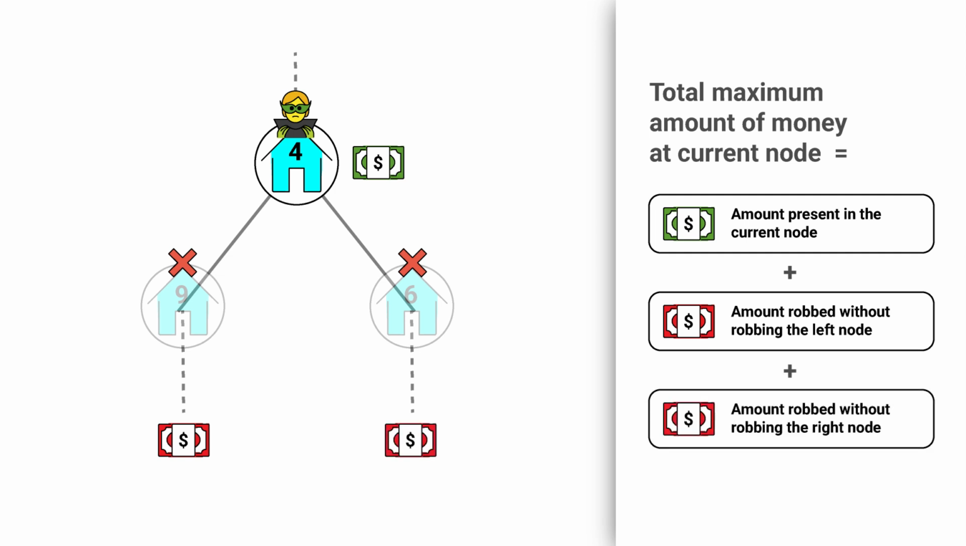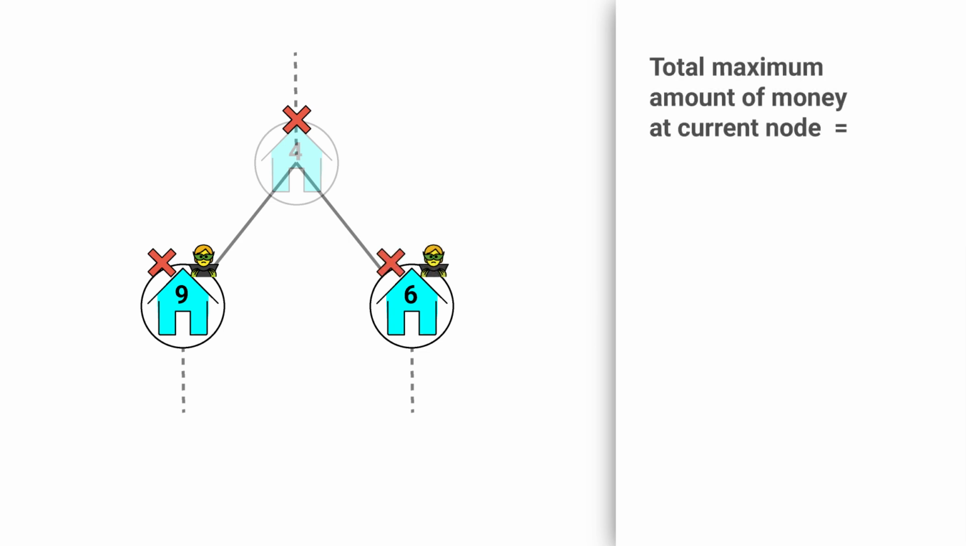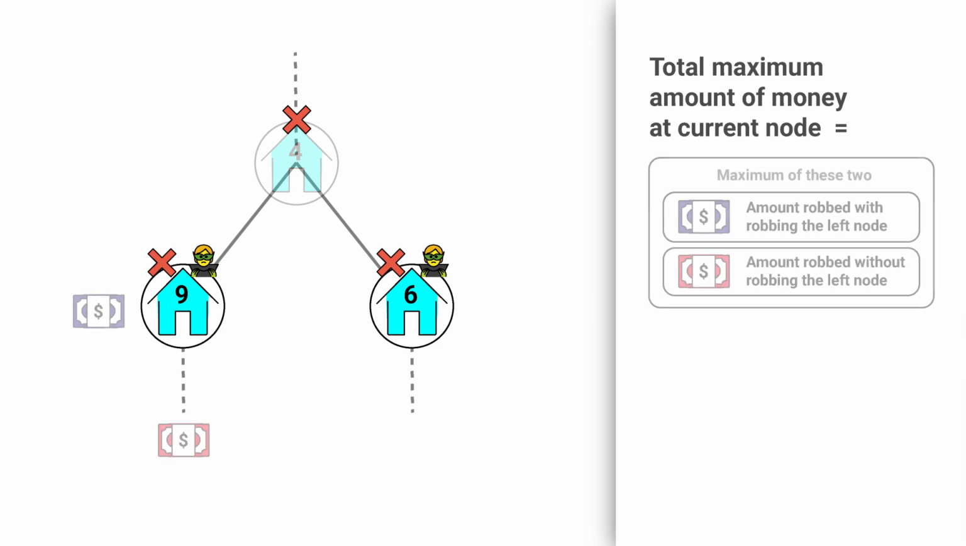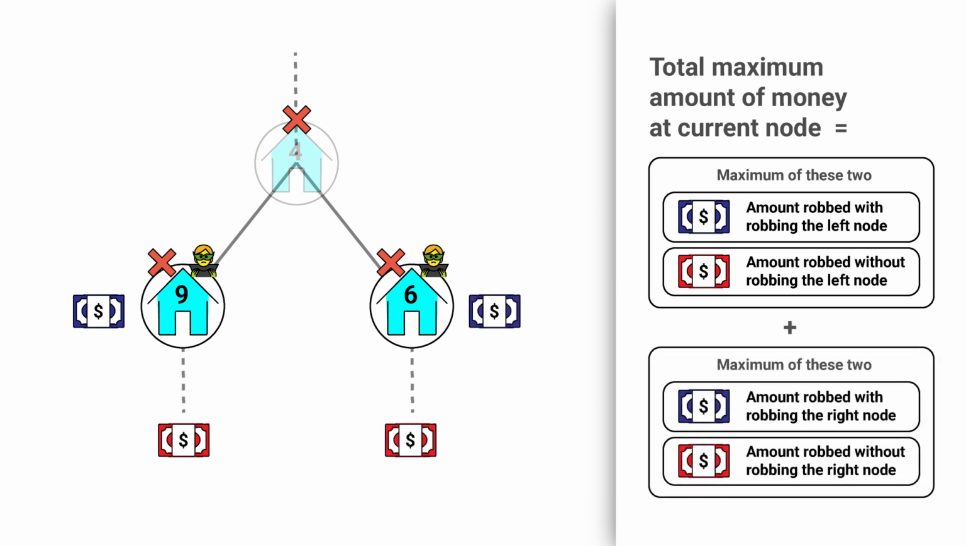plus the amount we could rob without robbing the left node plus the amount of money we could rob without robbing the right node. And if in case we are not robbing the current node, then we can either rob or not rob the immediate left and right node. Therefore, the maximum amount of money we can rob will be the maximum of the amount we get with and without robbing the immediate left node plus the maximum of the amount we get with and without robbing the immediate right node. So for each node in the tree, we will be finding out the amount of money we can rob when taking and not taking that particular node.